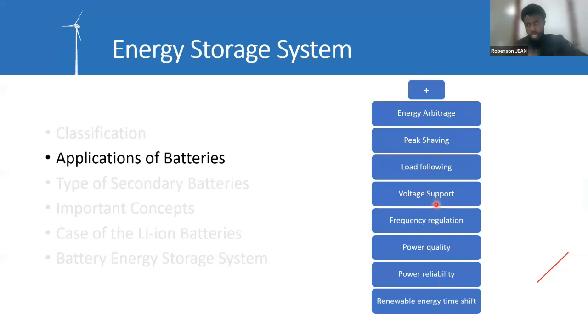So let's see some applications of the batteries. With the batteries, we can achieve energy arbitrage, peak shaving, load following, voltage support. For instance, now I'm working on this part. I'm working on voltage support using a battery storage system.